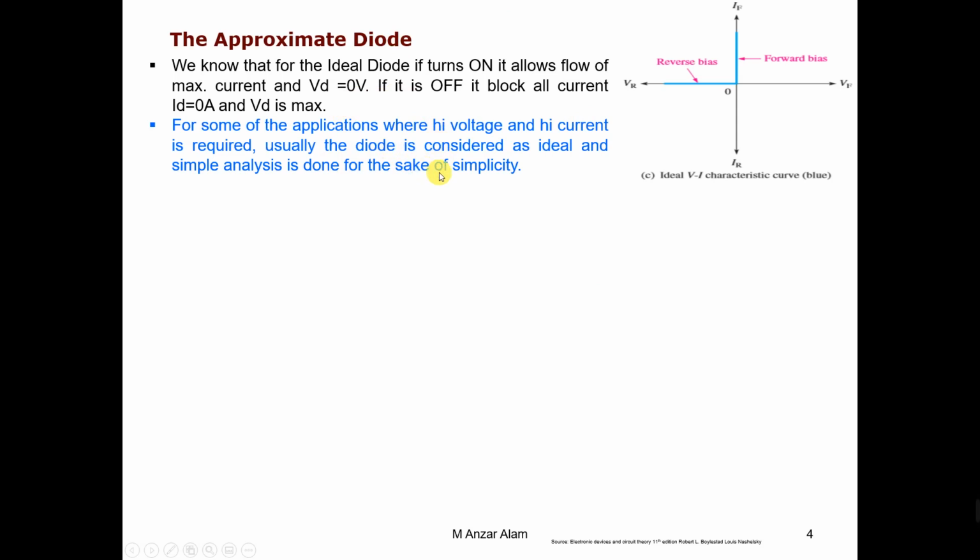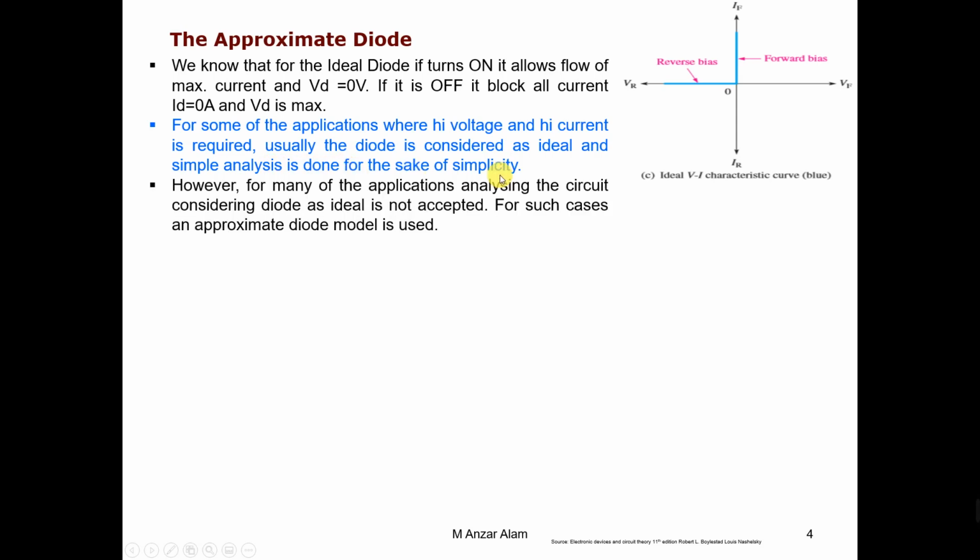Similarly, the same is true for current. If we have a very high current, then the leakage current, which is in the range of milliampere or microampere, can also be neglected. So simply, the ideal model is also useful for applications where high voltage and or high current is required. Usually the diode is considered as an ideal diode, and simple analysis is done for the sake of simplicity.